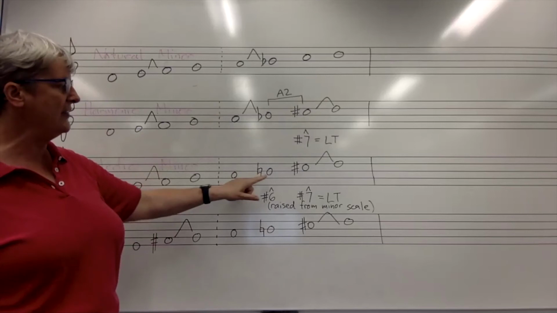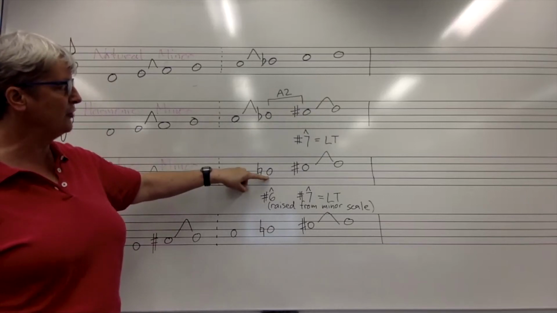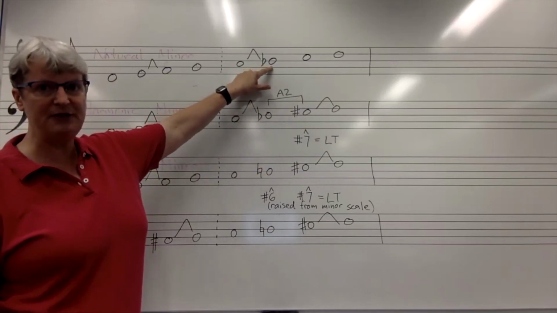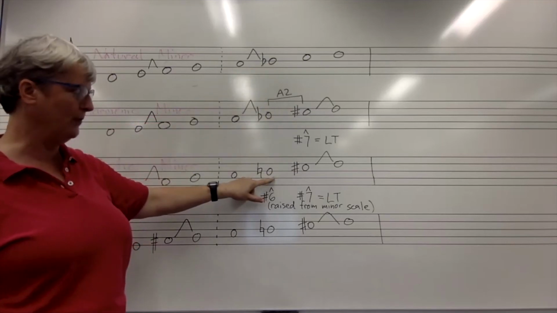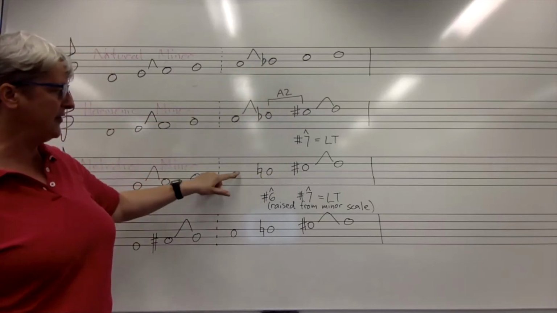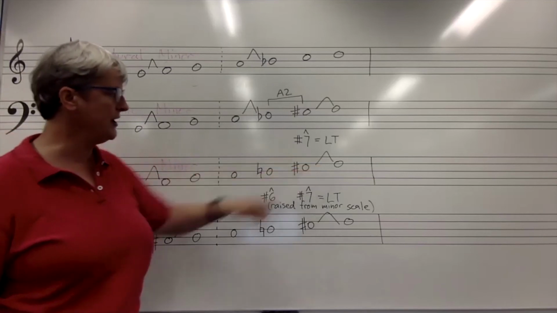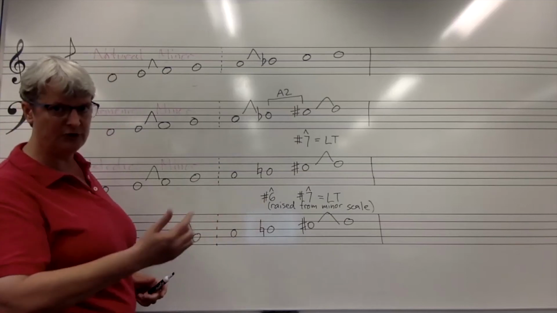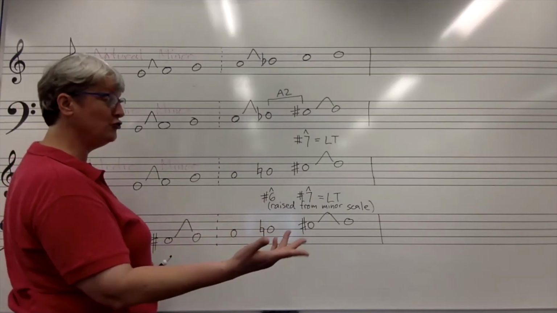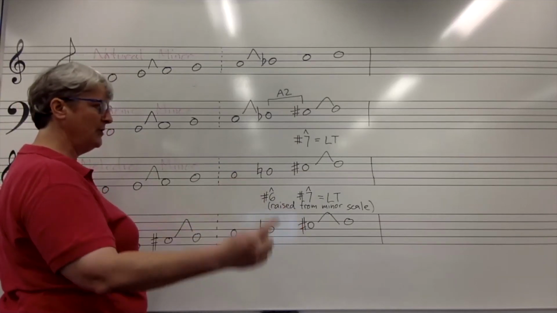It also has a raised scale degree 6. Instead of having the B flat, which is in the key signature of D minor, we have a B natural. And that means that the whole second tetrachord here is the same as what we would have in the key of D major. Most of you know that the key of D major has 2 sharps in the key signature, F sharp and C sharp.